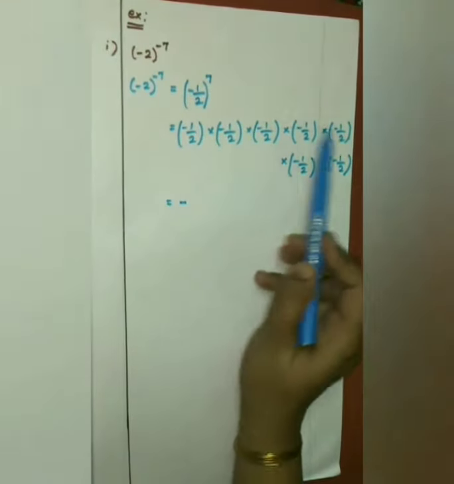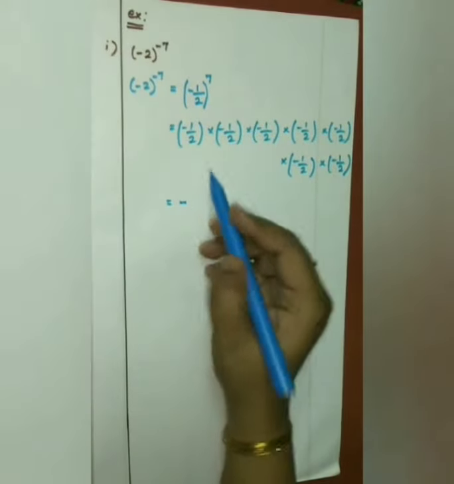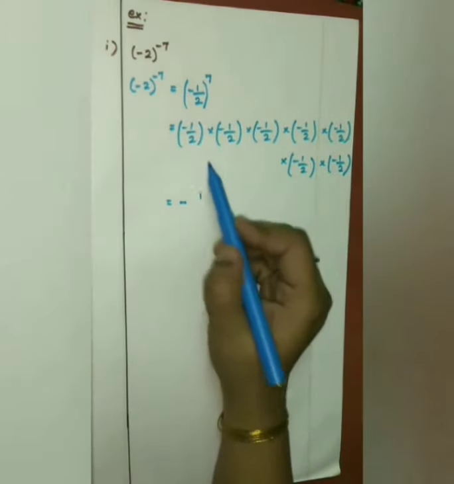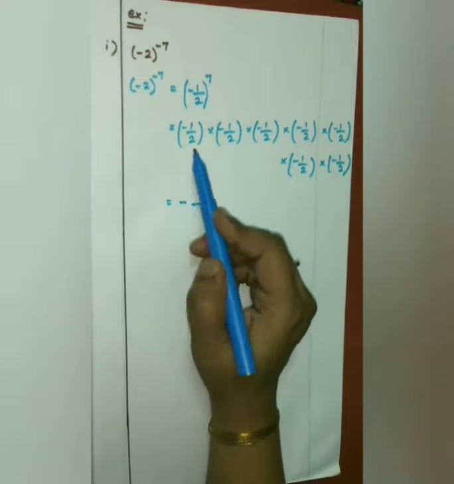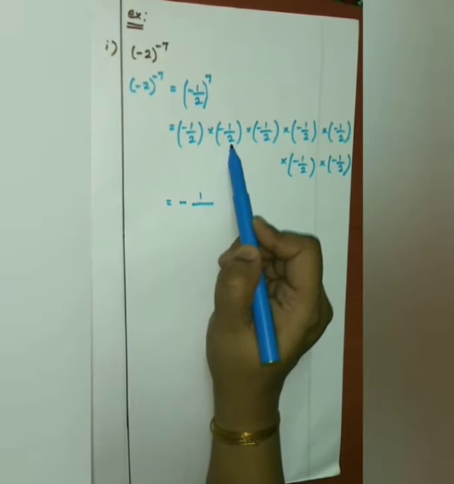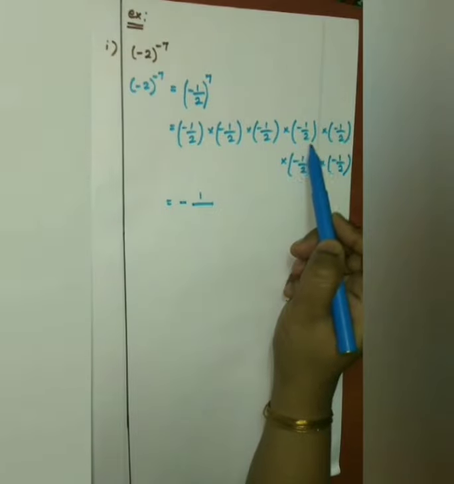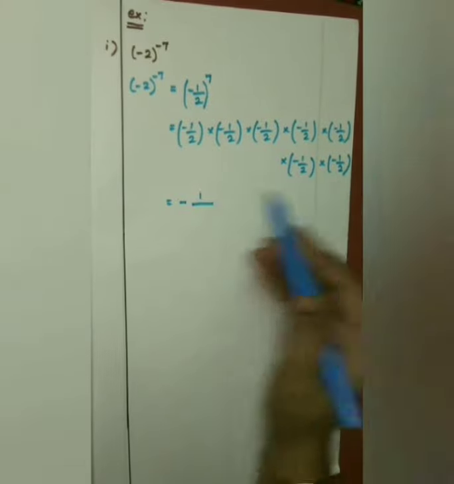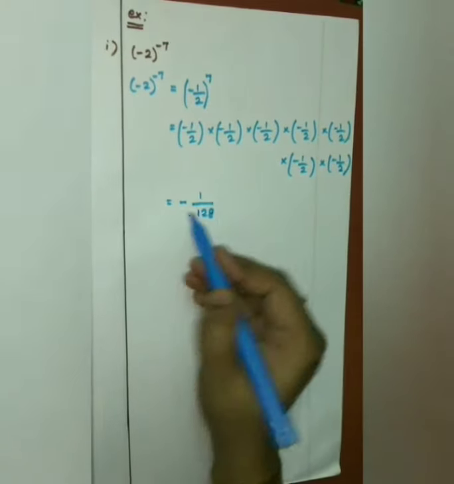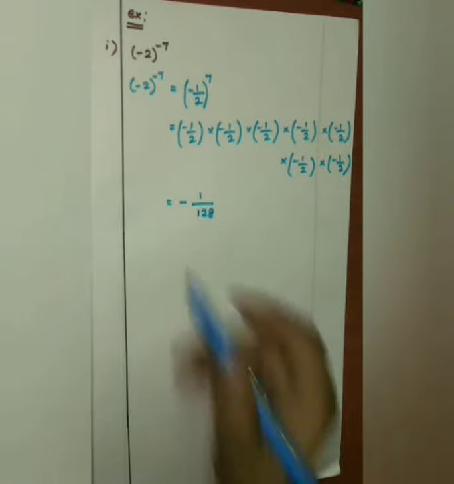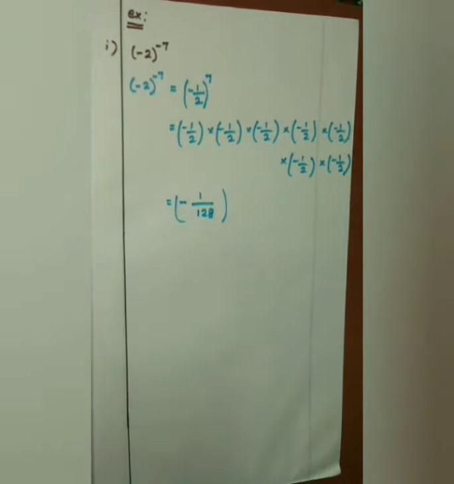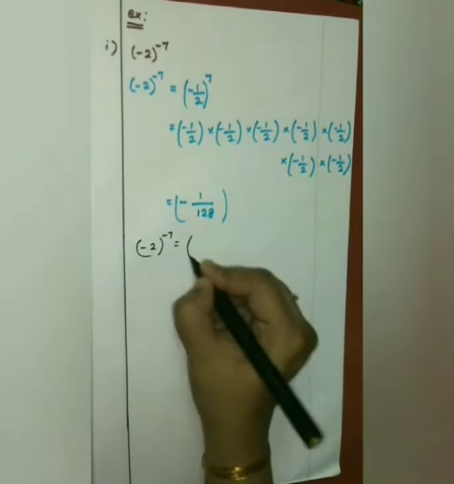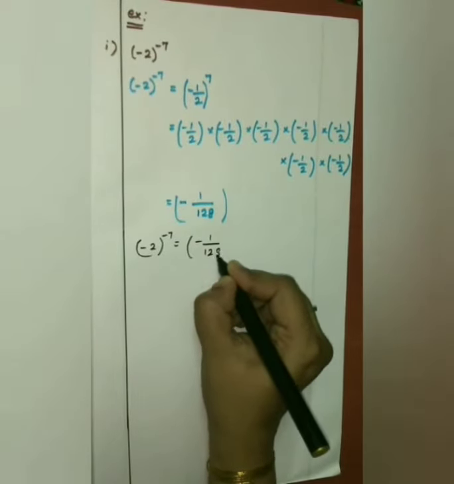We have 1 in the numerator place. So 1 when multiplied any number of times gives 1. Now multiply the denominator. 2 into 2, 4; 4 into 2, 8; 8 into 2, 16; 16 into 2, 32; 32 into 2, 64; 64 into 2, 128. So the answer is minus 1 by 128. (-2)^-7 equals minus 1 by 128.